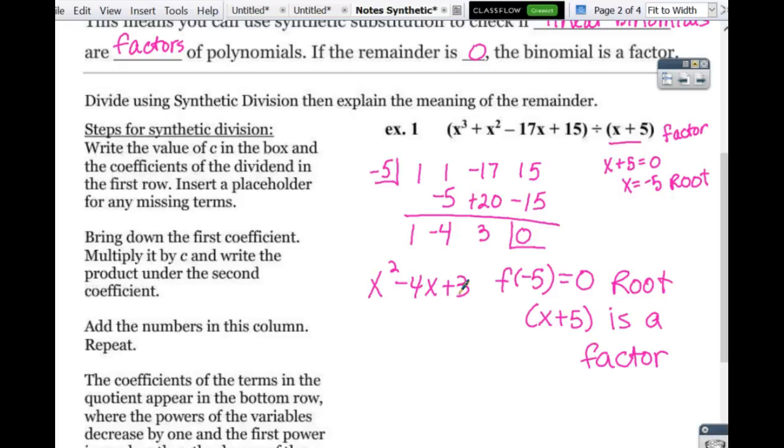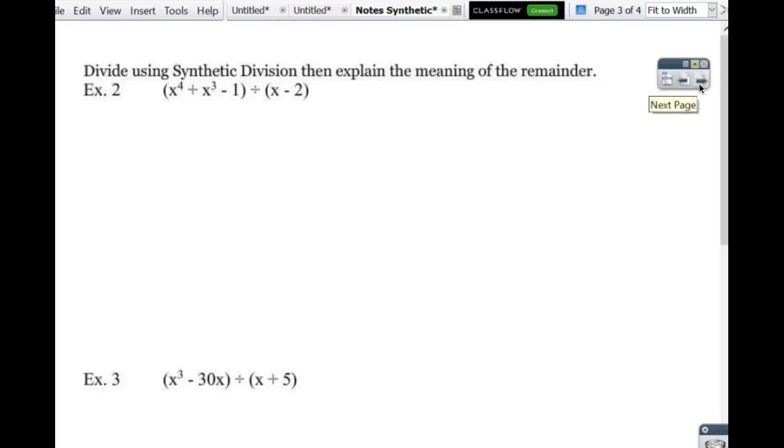Okay? So I just want everybody to take a really quick look. x squared minus 4x plus 3. Does that factor? It does. It would be x minus 3, x minus 1, and that would give you all the factors. That's it. That's all I want. I want to know if it's a factor or not a factor.